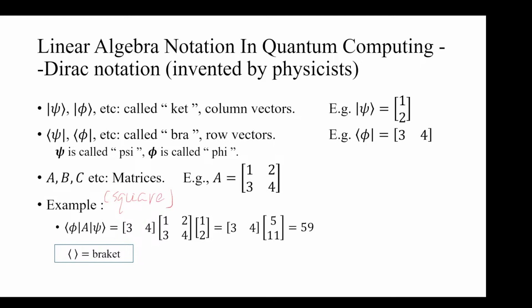Usually the matrices are square, and when you write this notation, the dimension of psi will equal the dimension of phi. I guess it doesn't matter. But anyway, when you write this notation, you find out that you have a row vector multiplied by a matrix multiplied by a column vector, and what you get is a scalar out.